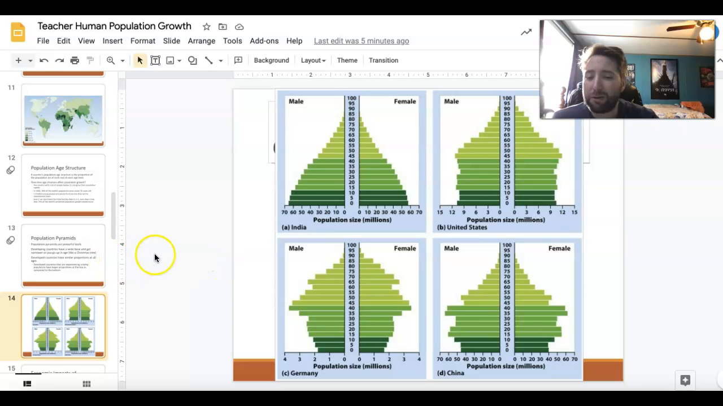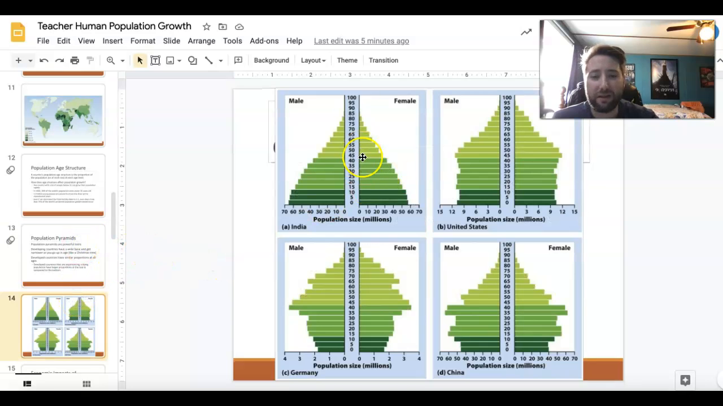If you have a population pyramid that is the opposite of this, where it's got a ton of people at the top up here and not a lot of people down here, then that means that you're going to have what they call zero population growth, or ZPG.